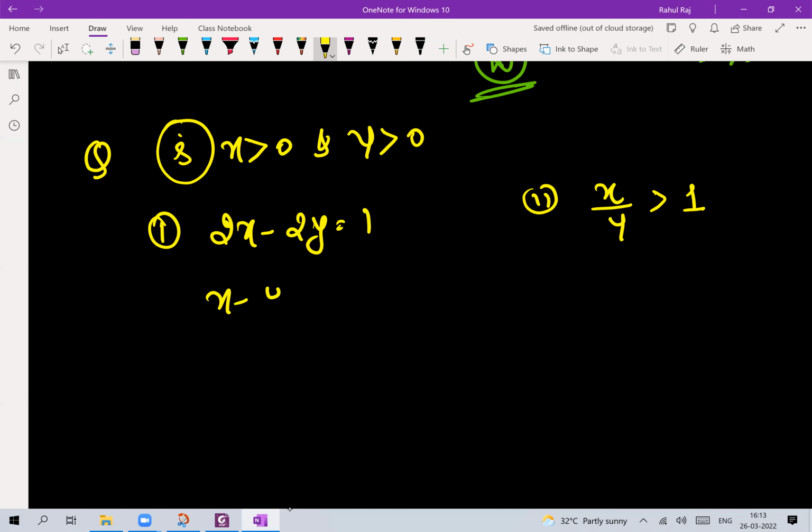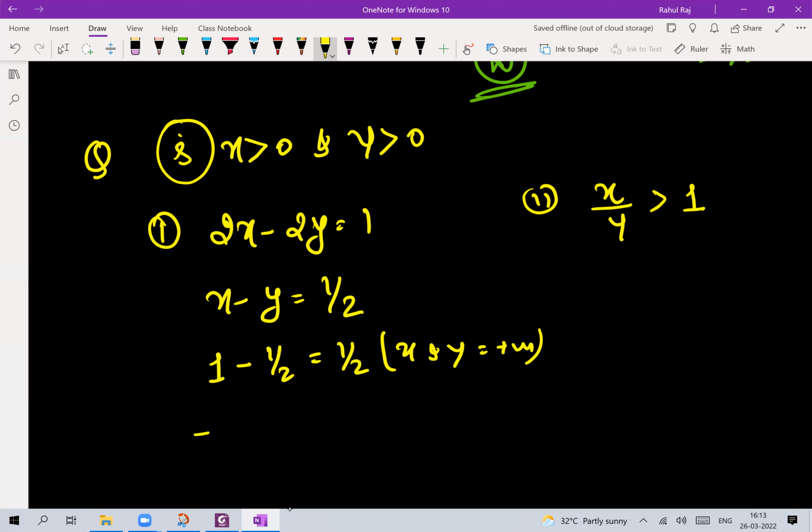Option number 1, can I say X minus Y is equal to half? Can I say this? Yes. I'll take 2 common, X minus Y is equal to half. And the moment I get X minus Y is equal to half, imagine I take X as 1, Y as half. I get half. X and Y both positive. But I can also take X is equal to minus half and Y is equal to minus 1. I'll get this as half. X and Y both negative. Agreed?